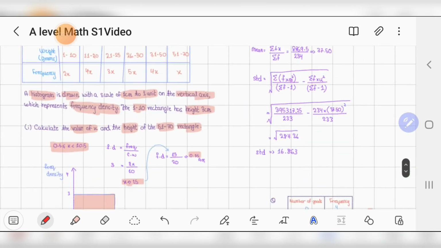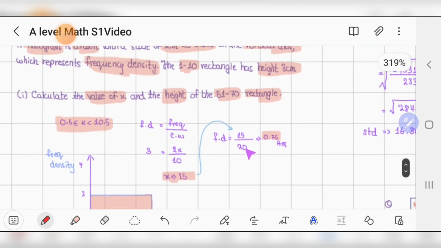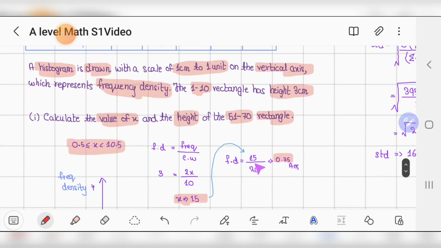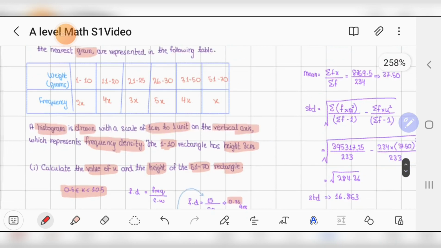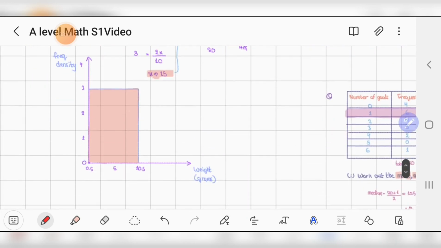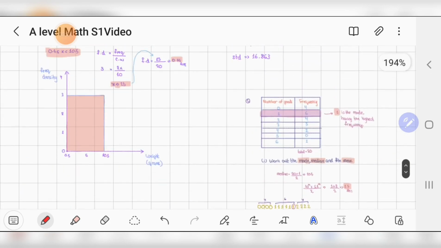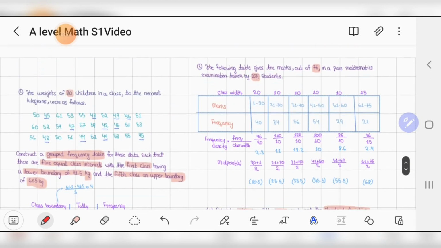So the same thing here. The class of this is 51-70. So let's say 50.5, 70.5 minus 50.5, and you get 20. So there you go, that's the class width. This is a graph. Okay, so let's move on to the next question.